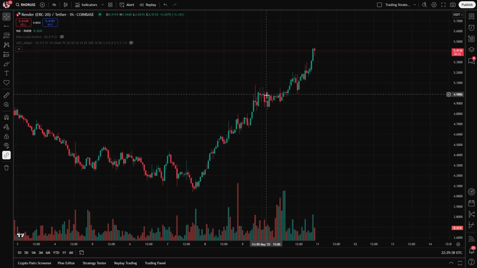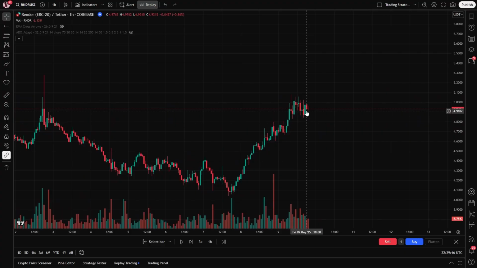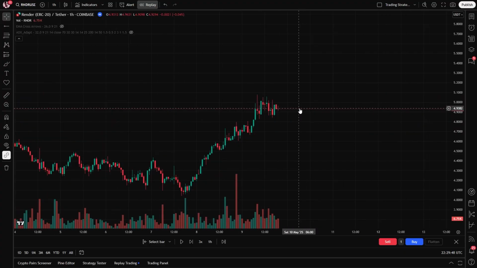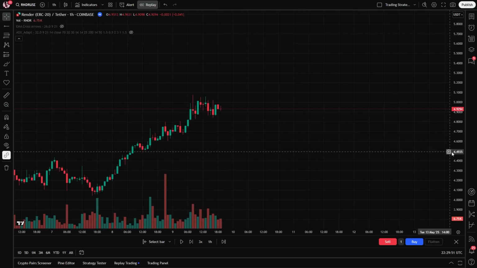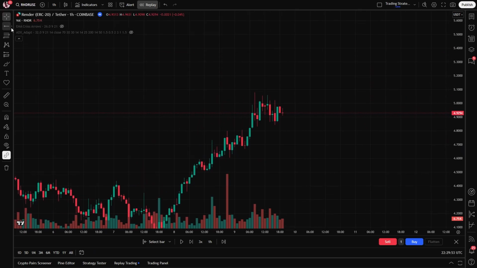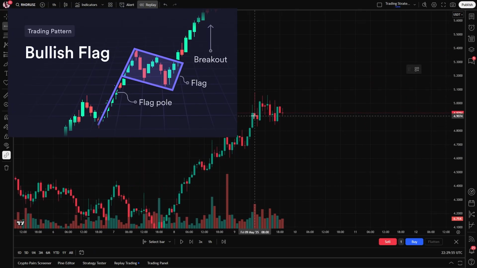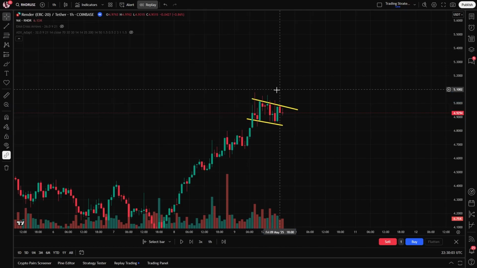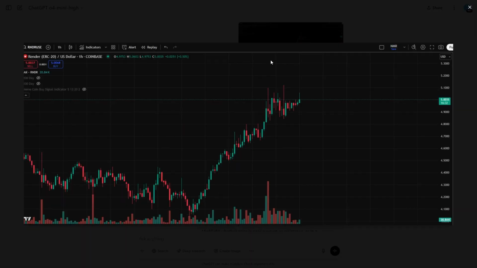So all I did was take a screenshot of this, and for reference, this is what the price of Render was when I took the screenshot. We can see right here that what we have forming is essentially a bull flag. We've got this upward trend, and if I draw the flag right here, you can see that there is a small flag forming as price moves up. Now remember, I just submitted the raw chart, so it wouldn't have seen these yellow lines. I literally just input this image.